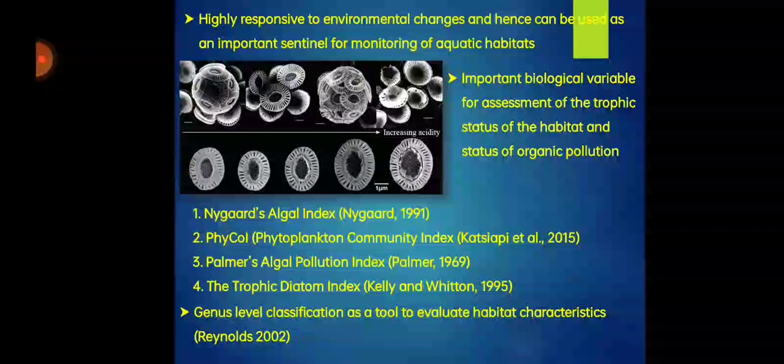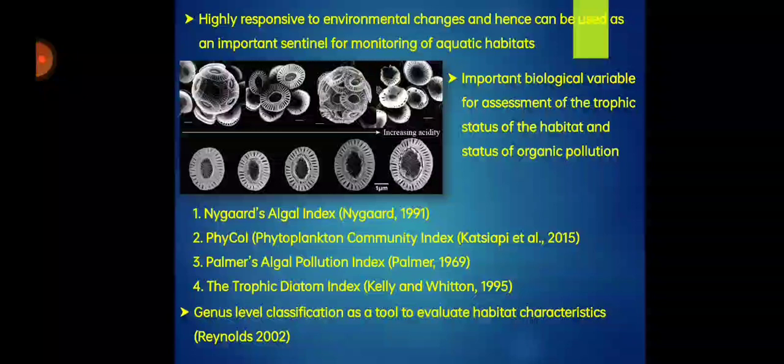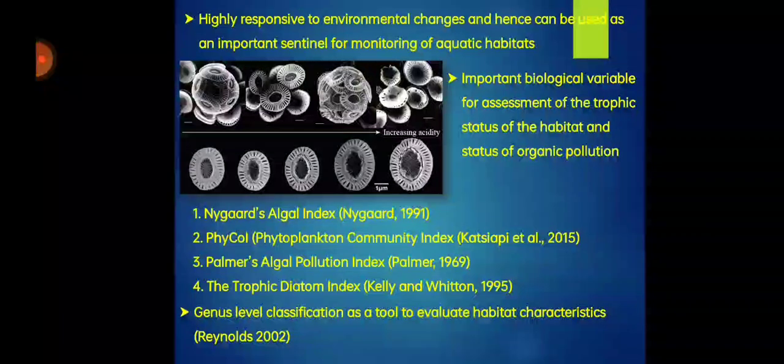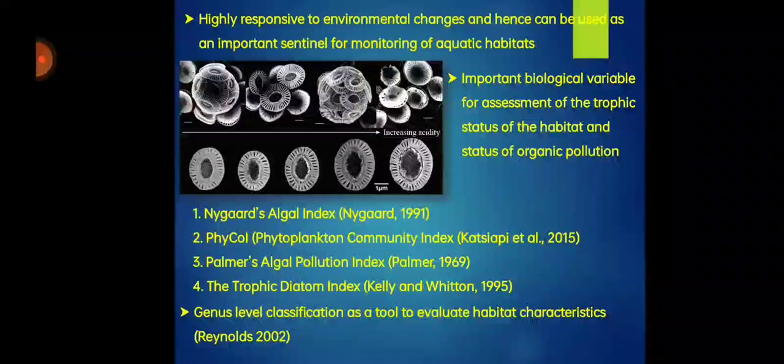All of these are utilized to understand the trophic state of the habitat, whether it is eutrophic or oligotrophic or mesotrophic, whatever the condition is, and how it benefits or hampers the functioning of the ecosystem. That is looked at using phytoplankton as a proxy.